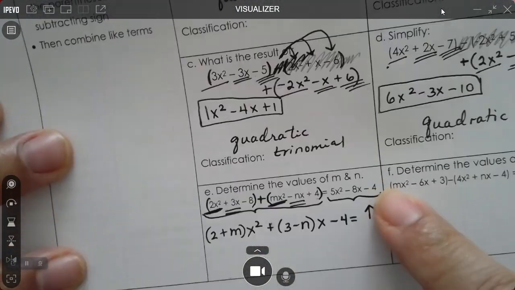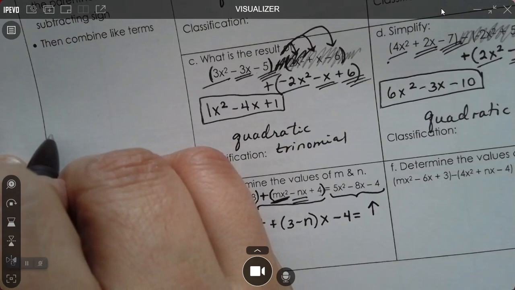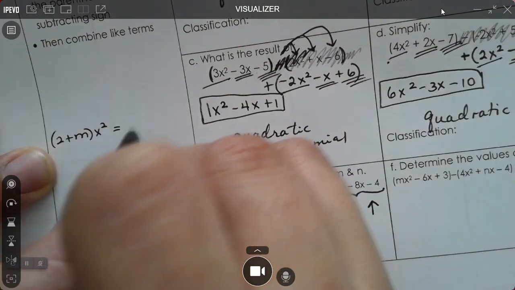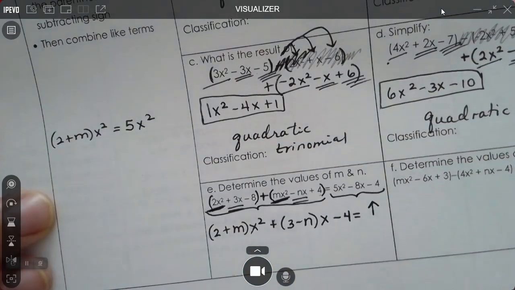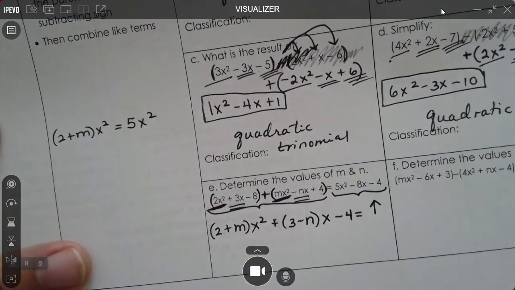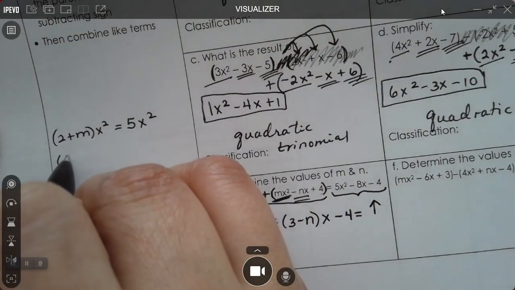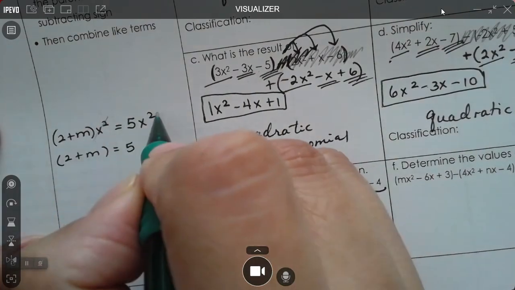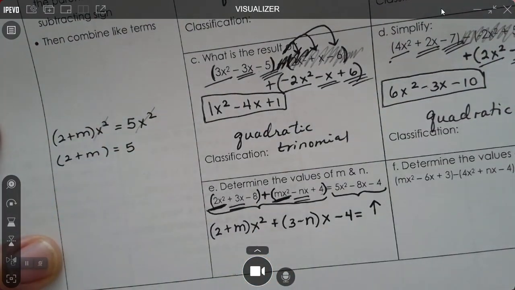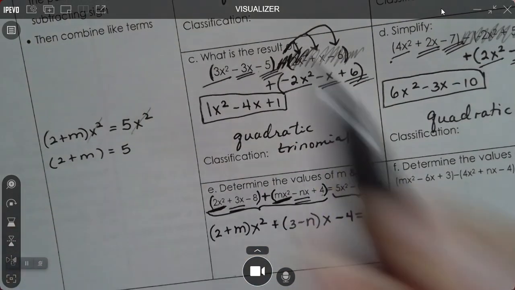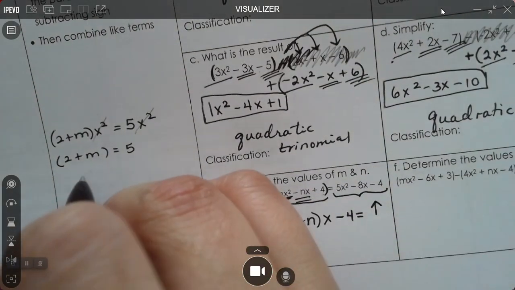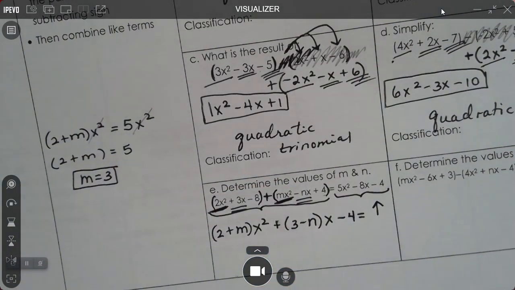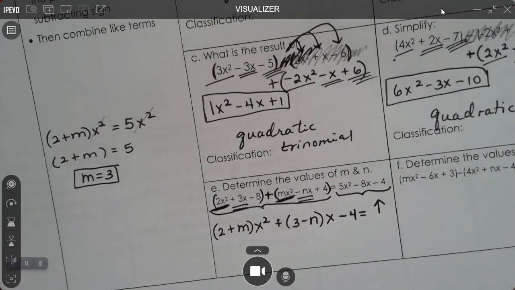So I'm going to work over here on the side. This means that 2 plus m x squared is equal to 5x squared, right? So that means that 2 plus m is equal to 5, if I cross out the x squareds. All right, so just number sense, 2 plus what equals 5? M equals 3. Or you can subtract 2 on both sides, you get m equals 3.